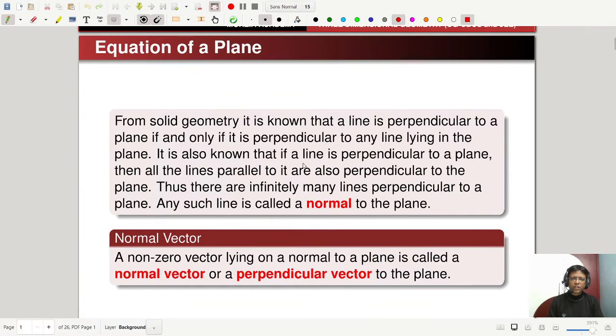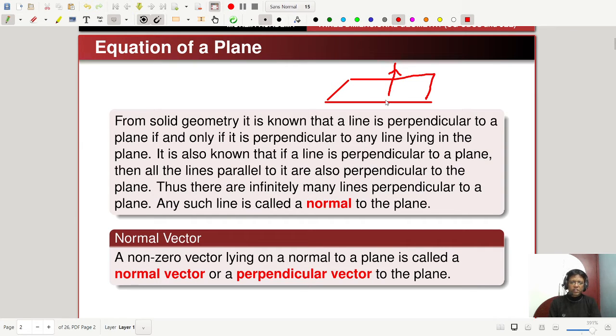So if you consider this is your plane, then this is your normal vector. This is the direction of the vector lying on the normal. Any such perpendicular line you can take anywhere, because you know vectors can be shifted parallelly. So any such perpendicular line is called the normal vector or perpendicular to the plane. For writing the equation of the plane, the normal vector is very important.